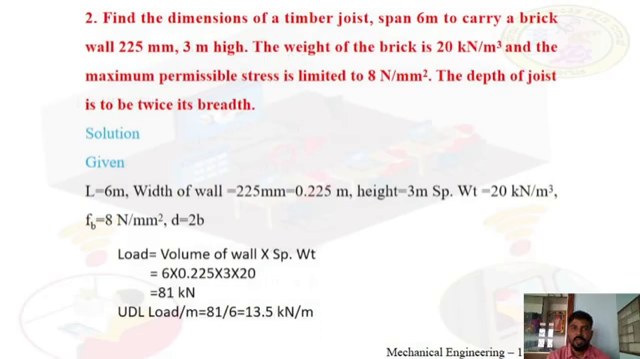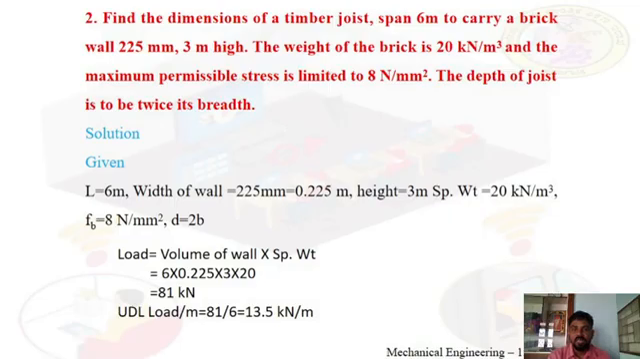So next, another problem. Find the dimensions of the timber joist of span 6 meter to carry a brick wall of 225 mm thick, 3 meter high. The weight of the brick is 20 kilonewton per meter cube, and the maximum permissible stress is limited to 8 Newton per mm square. The depth of joist is to be twice the breadth.